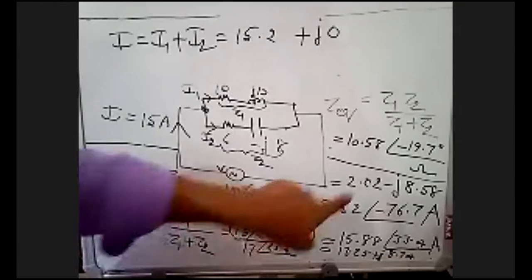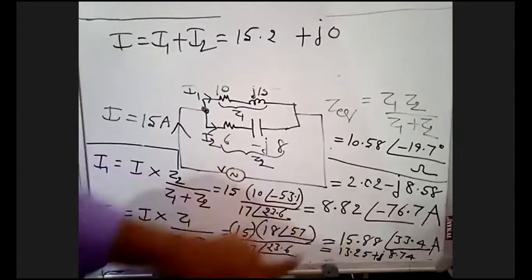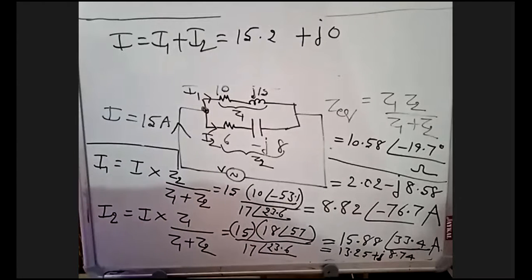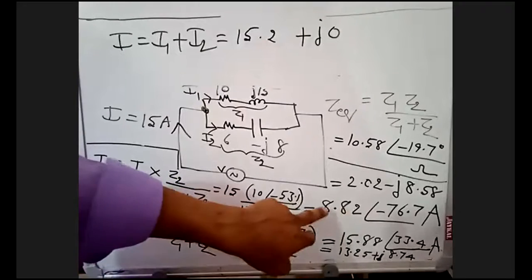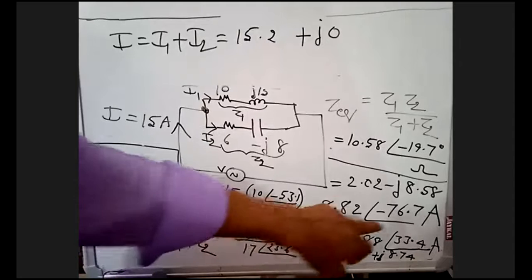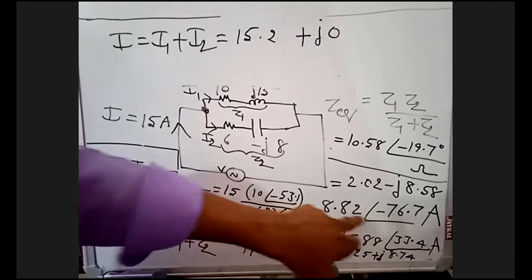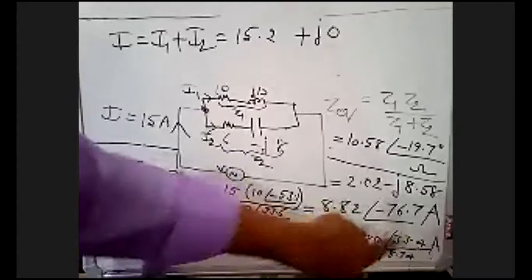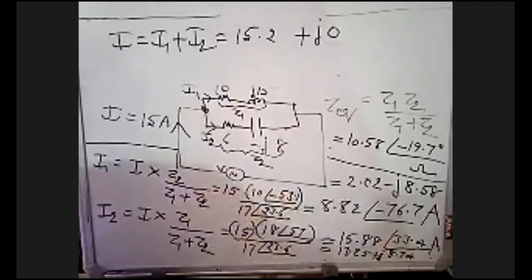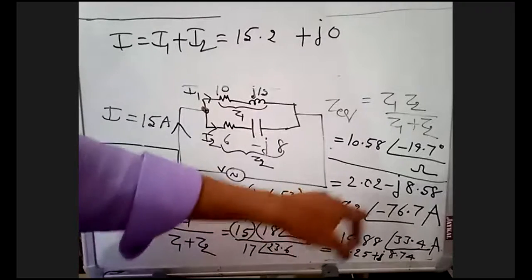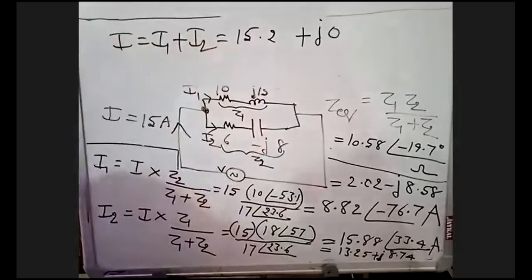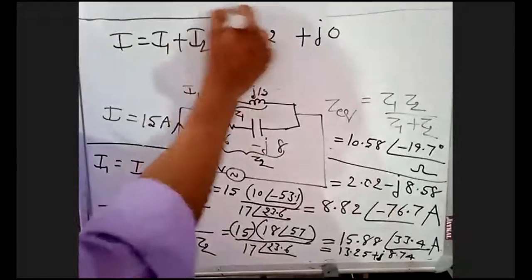We can't add the polar form directly. Your doubt I have understood: you added these two, 8.82 and 15. But what about the angle? In addition, we can't add the angles. In multiplication, we can add the angles. We cannot add the polar forms. By converting into rectangle form only, you can add. That is your I.